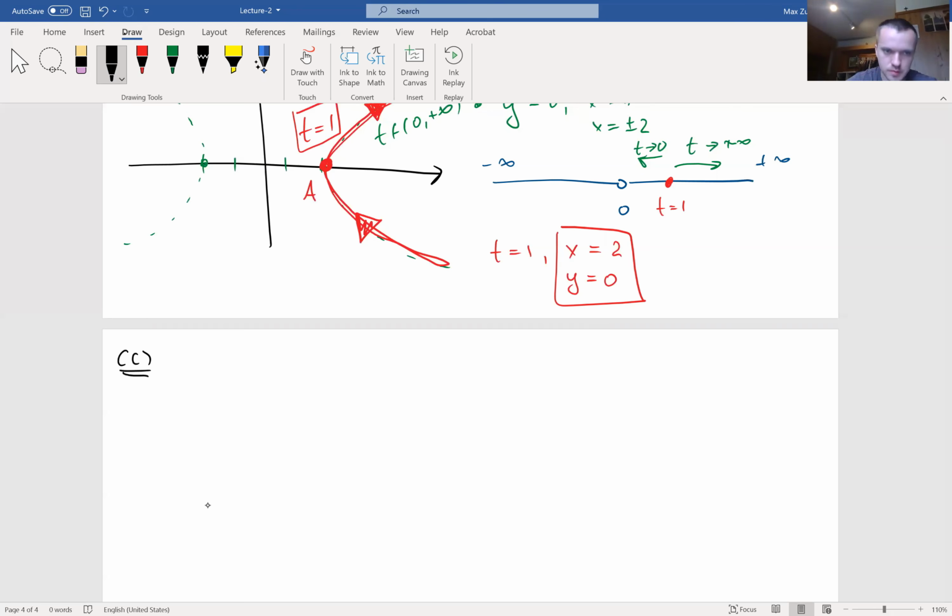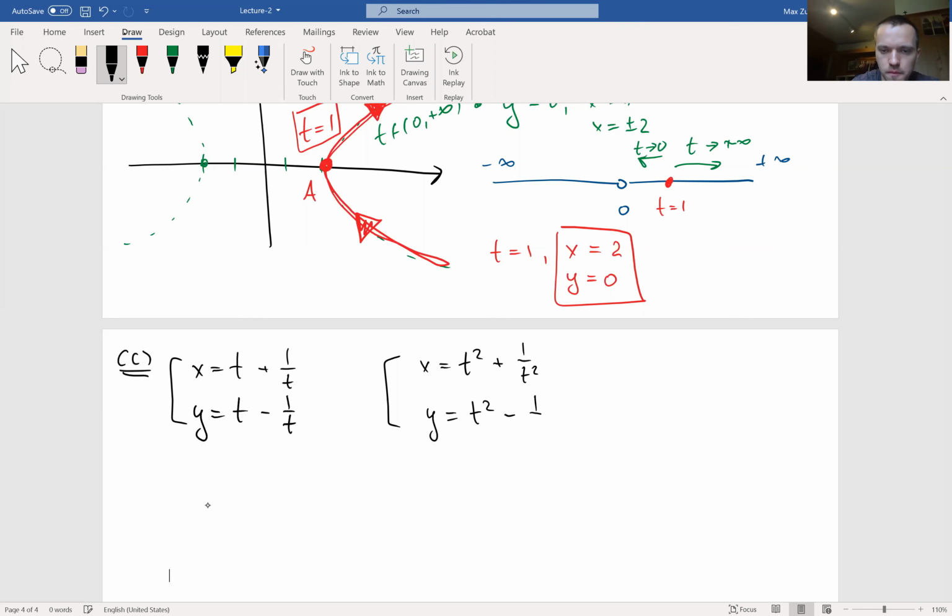We want to compare this parameterization, x equal to t plus 1 over t and y equal to t minus 1 over t, with this parameterization, x equal to t squared plus 1 over t squared and y equal to t squared minus 1 over t squared. Do you guys have any ideas what it means to compare them? What did you observe if you take the first parameterization and the second one?